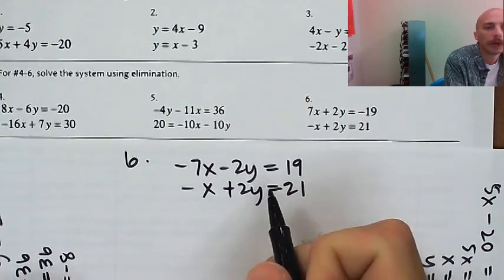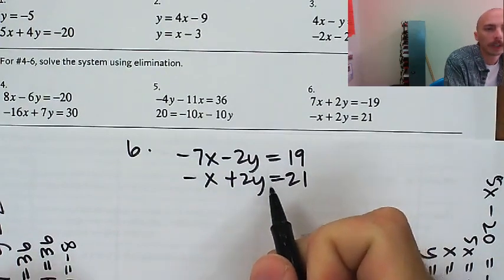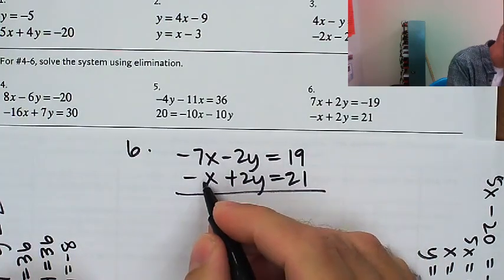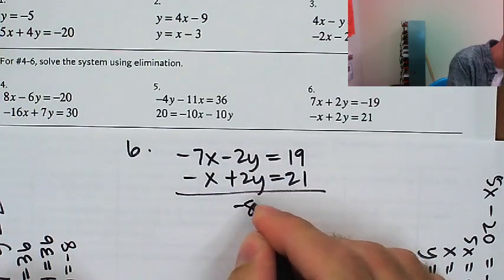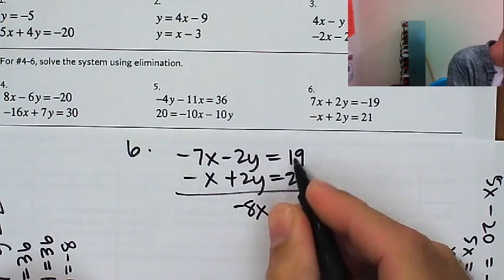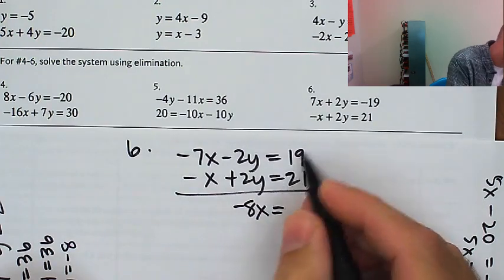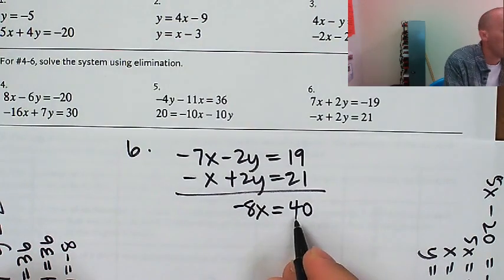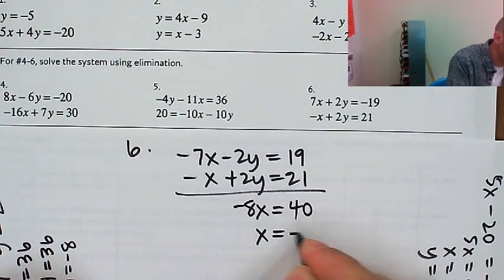And, all right, so now I'm going to go over here and add these two equations together. And negative 7x plus a negative x is going to be negative 8x. 19 and 21, that's going to be 40. Yeah. And so if I divided both sides by negative 8, I could say that x was going to be negative 5.